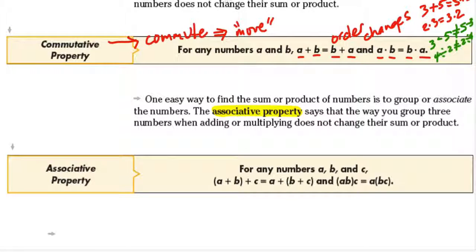Now notice that in the commutative property, the order changes. In the associative property, the order does not change. Look at this: a, b, c, a, b, c. The order of the numbers does not change in the associative property, but in the commutative property they change. So in this case, order does not change.